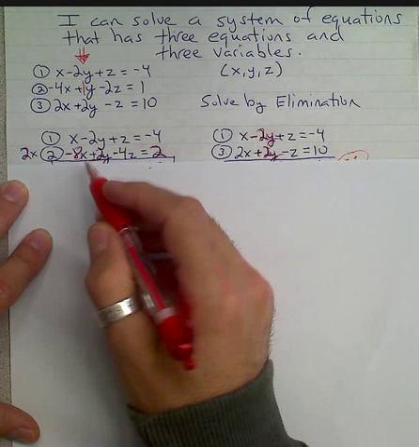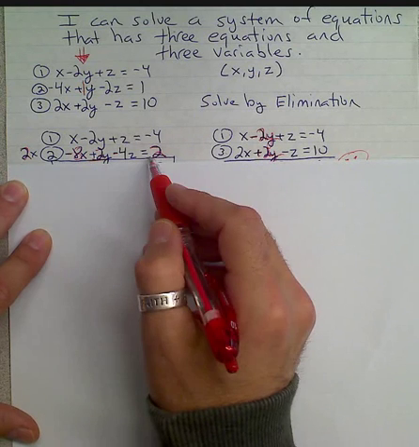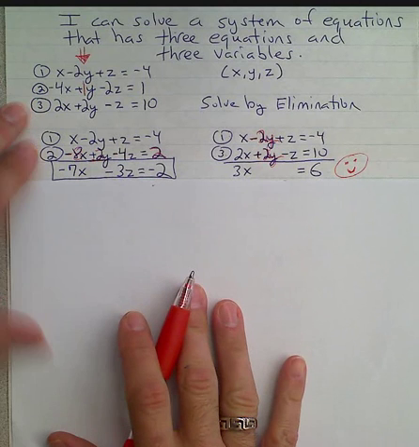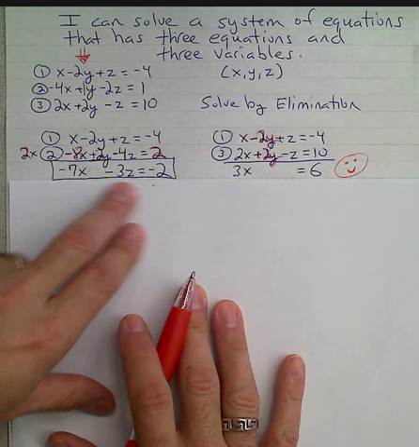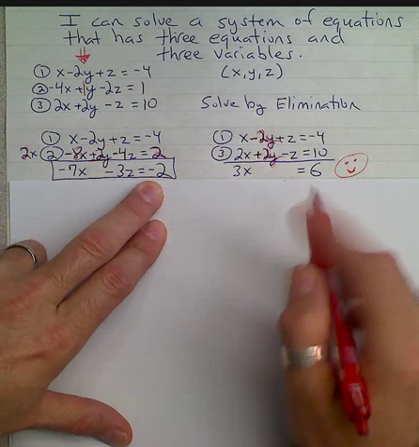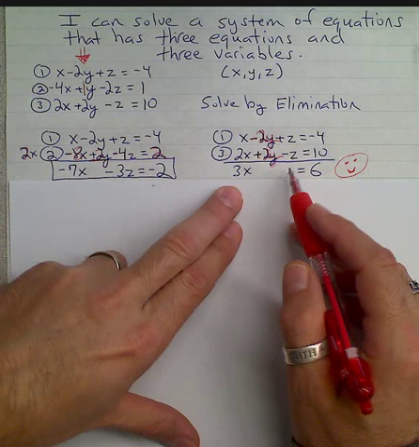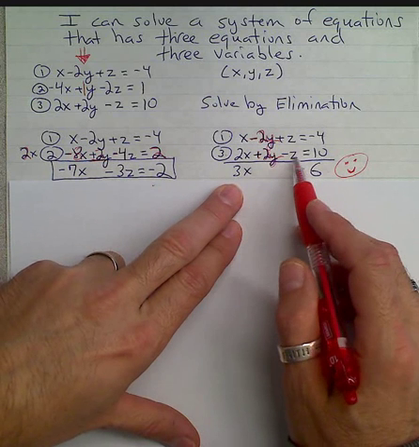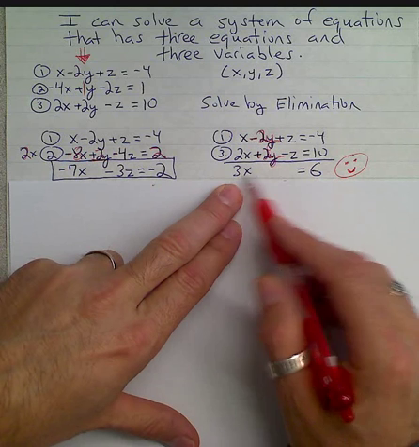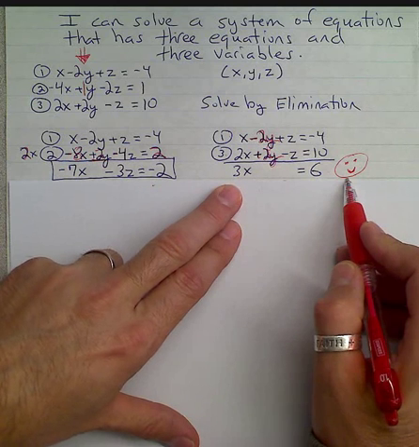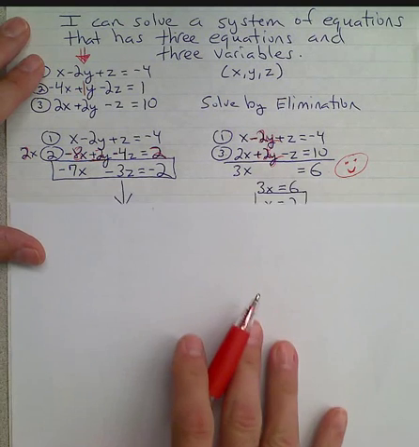When I add these equations, I am left with negative 7x minus 3z equals negative 2. But over here, I was able to eliminate the y and the z at the same time. And this gave me 3x equals 6. And that's a good thing, because now I can find what the x equals.